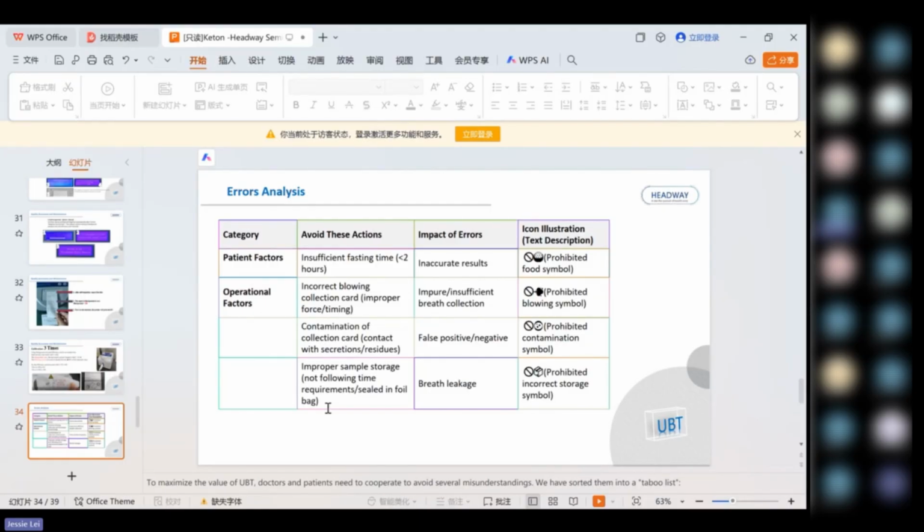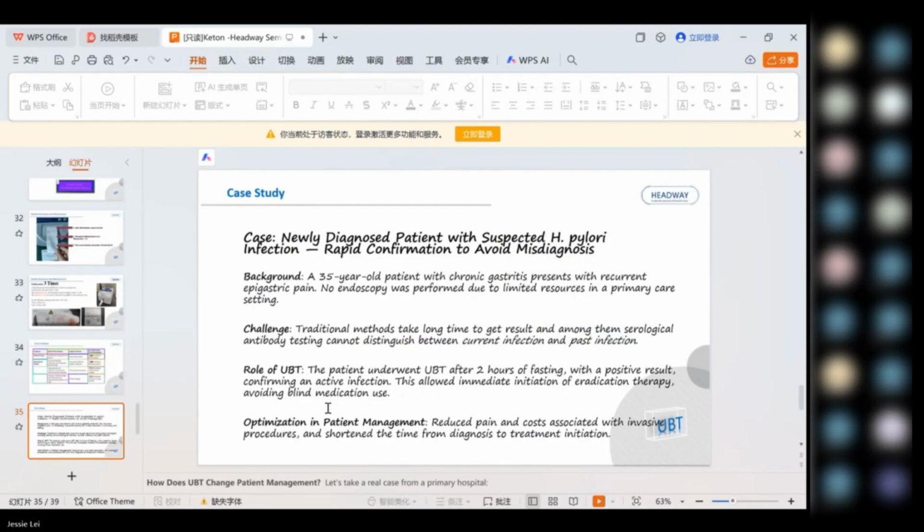And the third, improper sample storage. Like after collecting the sample card, we need to finish the test within 2 hours. If we want to preserve it for a long time, we must put it in a sealed bag. Otherwise, it will lead to breath leakage.